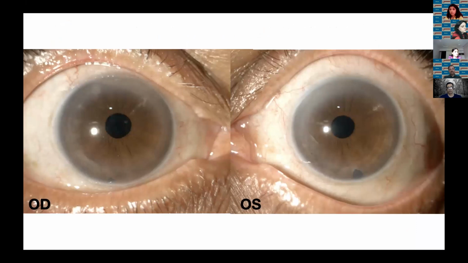This is one of my cases where I did one eye, a triple procedure of phaco, IOL, and DMEK. And within 1 week, the patient was seeing almost 20/20, and the patient wanted to have the surgery for the fellow eye, which we did. And 2 weeks later, the patient had a good recovery in both the eyes. So this is a procedure which you can do even sequentially in both eyes.